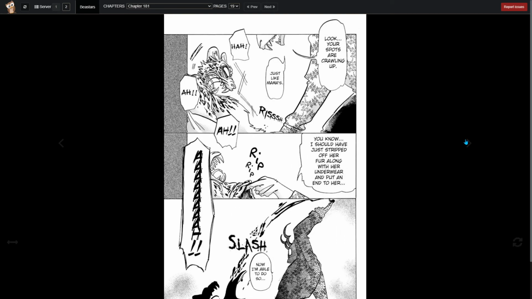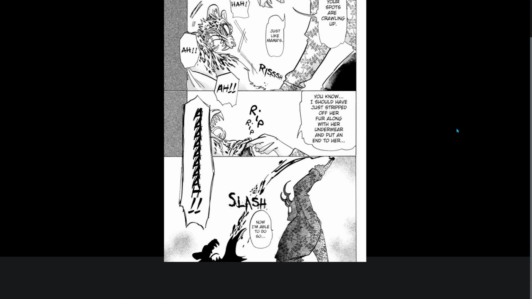Okay, so you know, I should have just ripped off her fur along with her underwear and put an end to her. Now I'm able to do so. Oh wow, so he's just skinning this dude. Jeez.